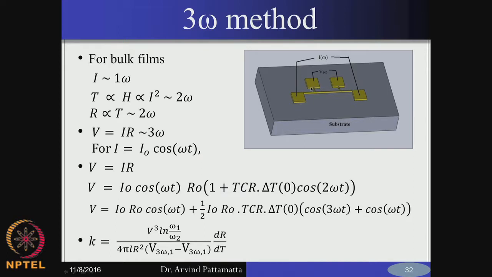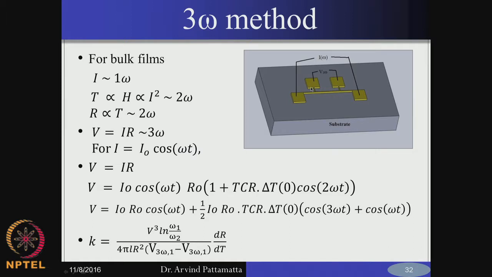So, the concept is if you are supplying current of frequency 1 omega, that is basically some frequency, the temperature response will be according to I squared, which is of the order of 2 times omega, and the resistance will also be changing as a function of temperature, which is also 2 times omega. So, now when you take a product of I into R, you are talking about two components. One can be 3 omega, one can be omega.